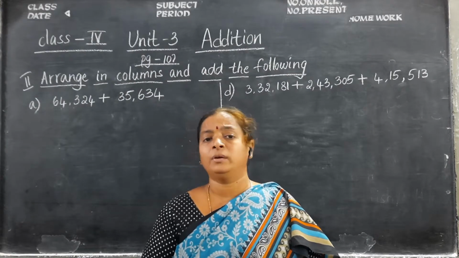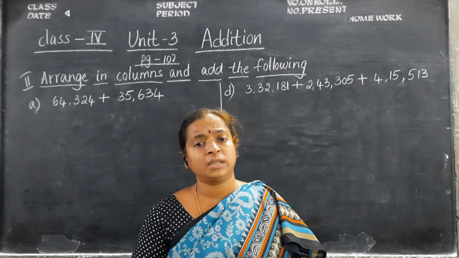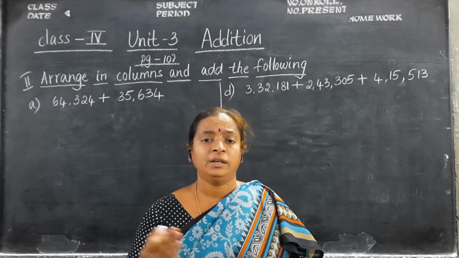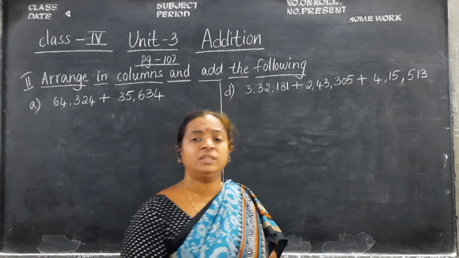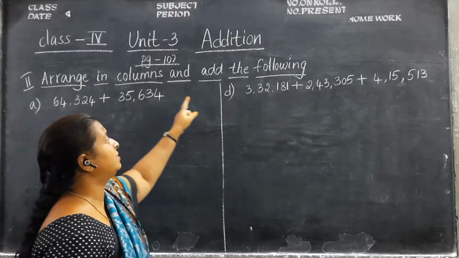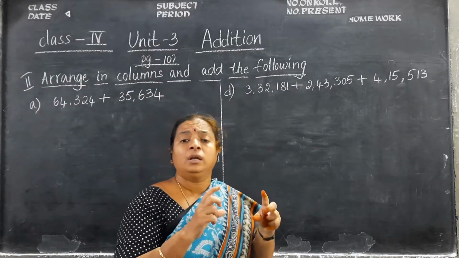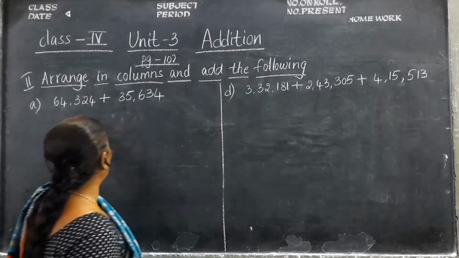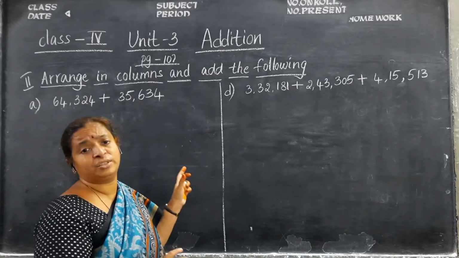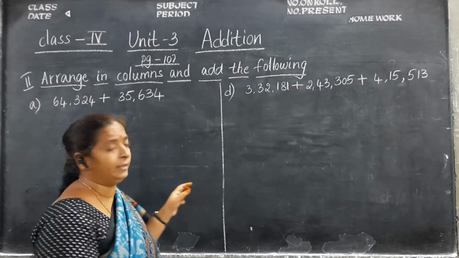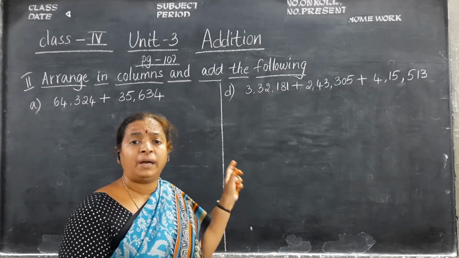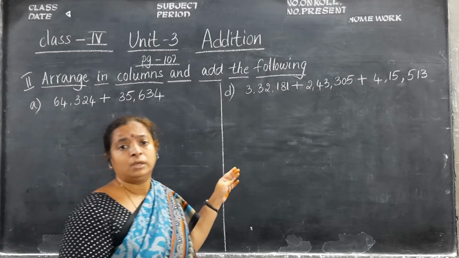See children, previously we have learnt some simple addition sums. Now we are going to do addition sums only, but a different pattern. On page 107 they have given "arrange in columns and add the following." The sums are not given arranged like this; we should arrange them and then add. From A to G sums are given, but we should do this in your notes.